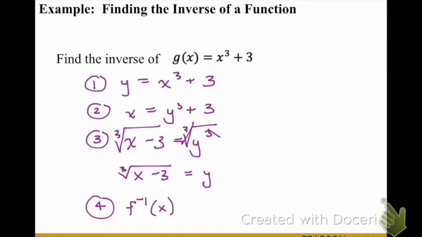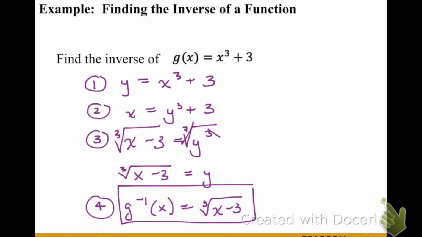And since the domain and range of the original function is all real numbers, we do not need to do a restricted domain on this inverse. So we just get our inverse function here to be g inverse of x equal to the cube root of x minus 3. Notice once again that they have the opposite operations.